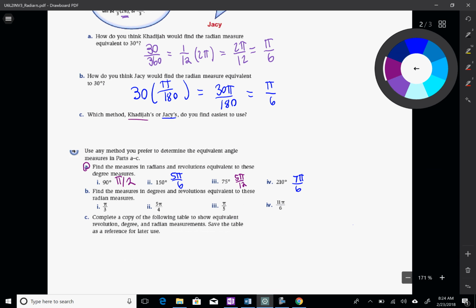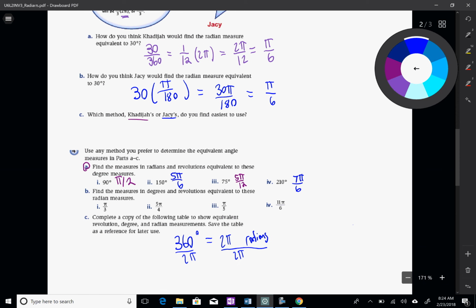So again, JC's method, we're taking the fact that we know that 360 degrees equals 2 pi radians. So she solved for 1 degree. This time let's solve for 1 radian. Divide both sides by 2 pi. And so I get that 1 radian equals 180 over pi degrees. So to convert from radians to degrees, I just have to multiply by 180 over pi.